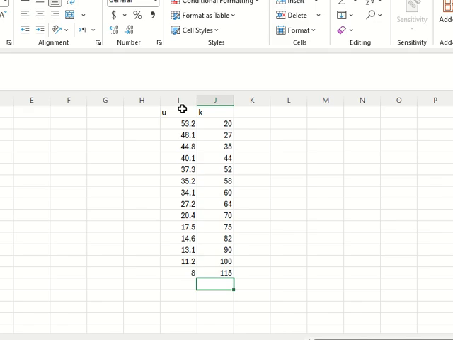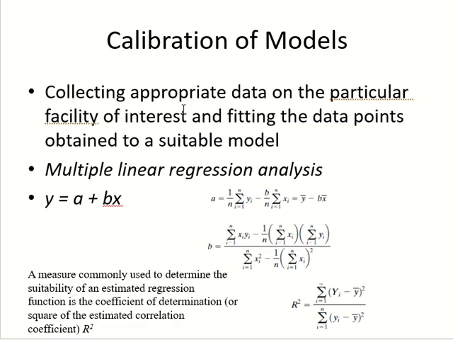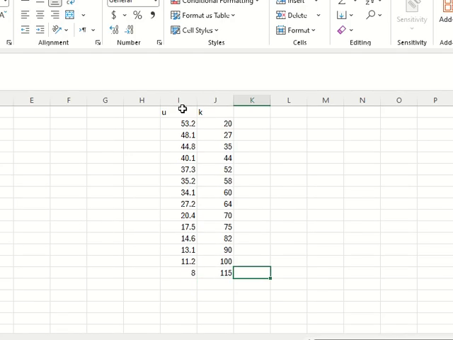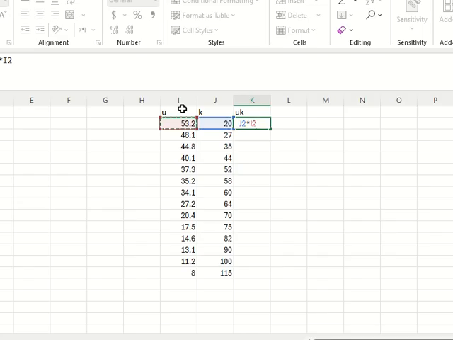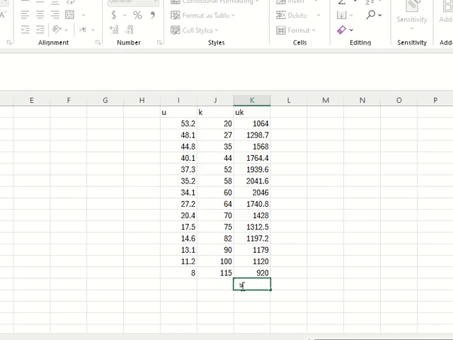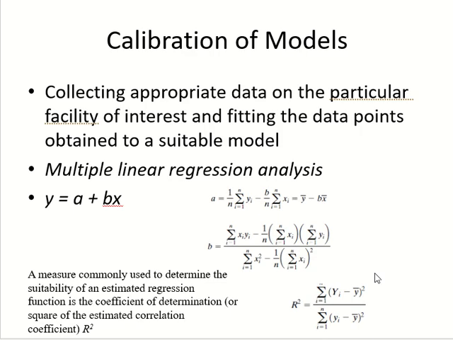So now to calculate B, if I look at the equation of B, I need the summation of their product. So I'll multiply this into this for all of them, and sum. This is the summation of their product. What else do I need? I need the mean, which I already have. Sum upon n is mean, right?